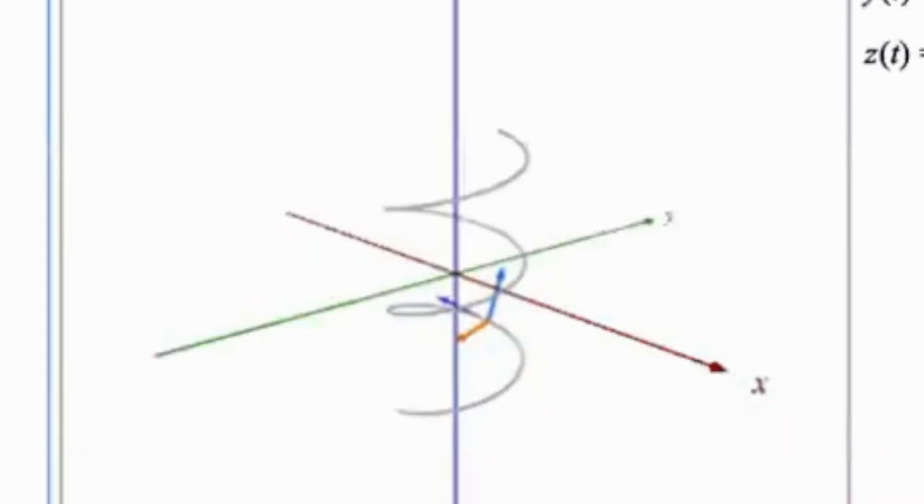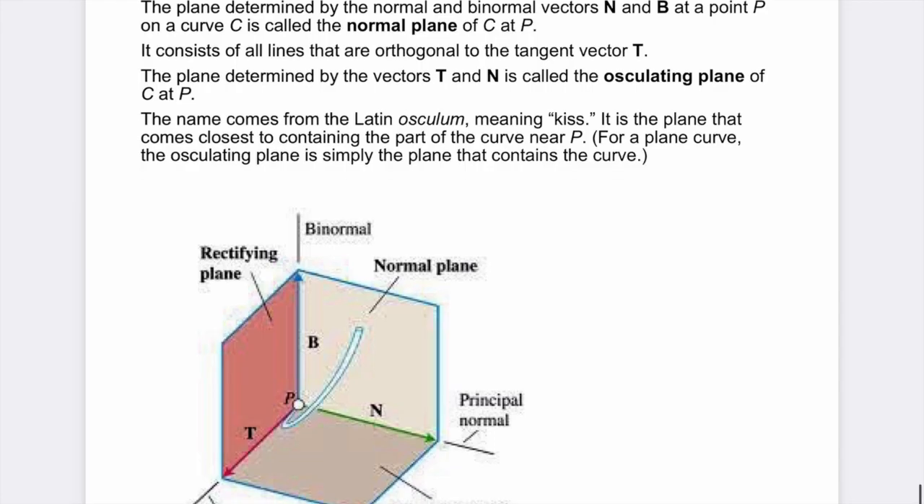Let's animate this along this space curve. This three vector will be at this different position. Now look at this figure over here. Here is the unit tangent vector. Here is the normal vector, the green one. And here is the binormal vector.